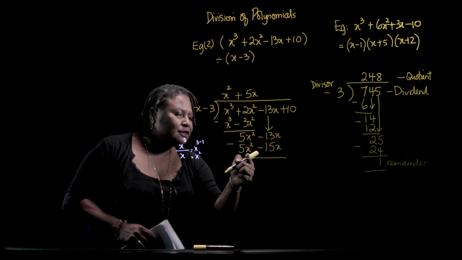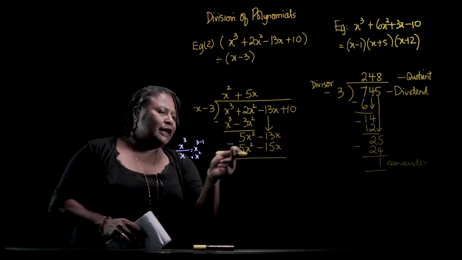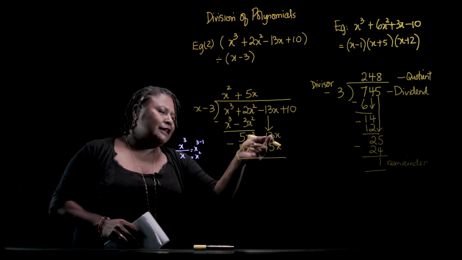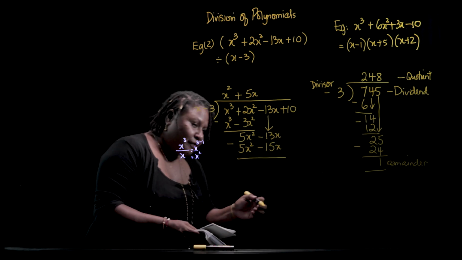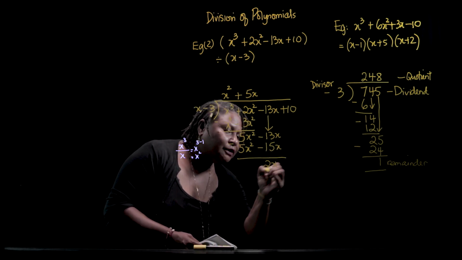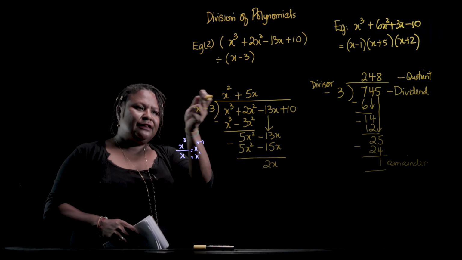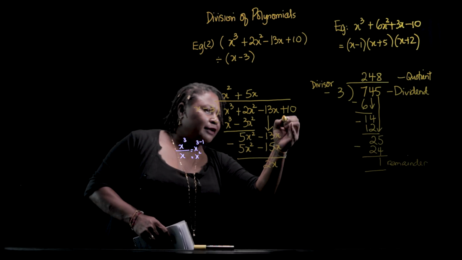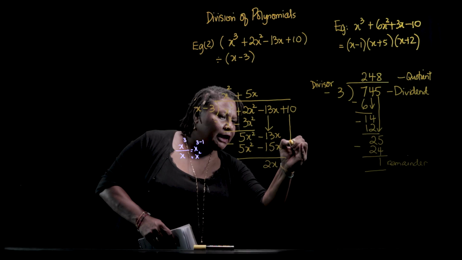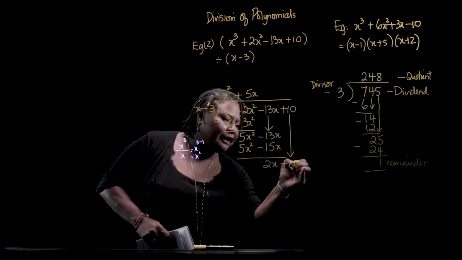5x squared minus 5x squared will cancel out. Negative 13x minus negative 15x will give us 2x. Okay, that goes there. Now 2x cannot be divided by this term here, so we have to bring down the next term in the polynomial here, plus 10.